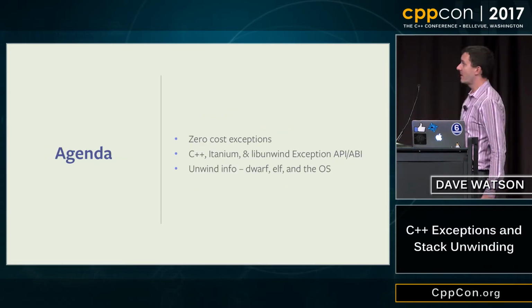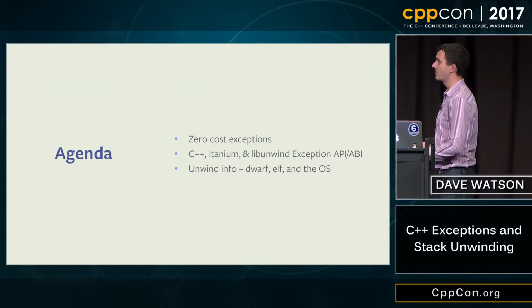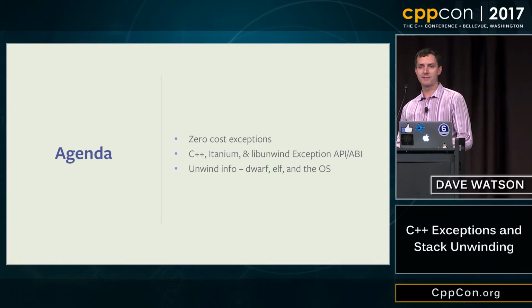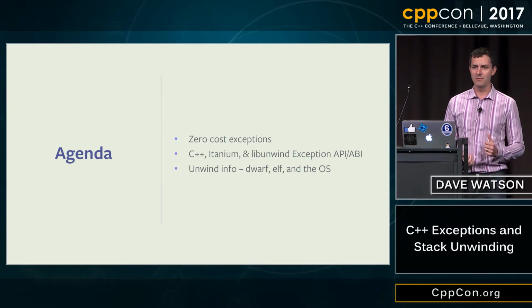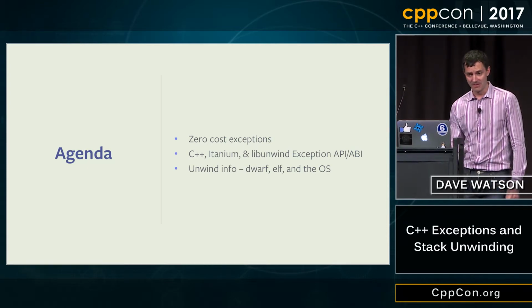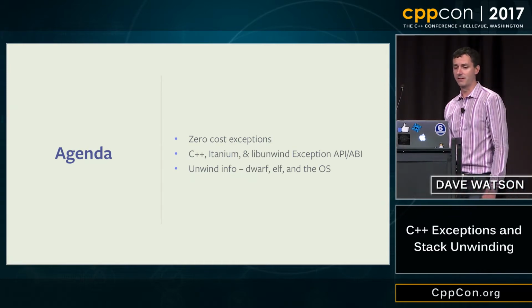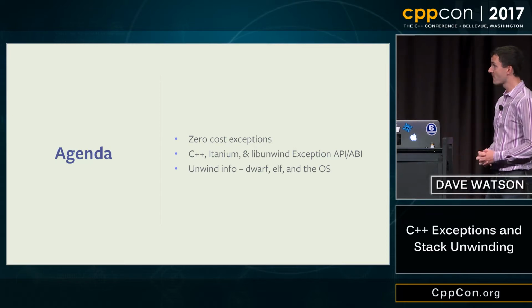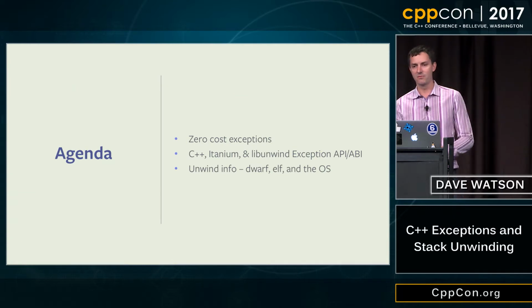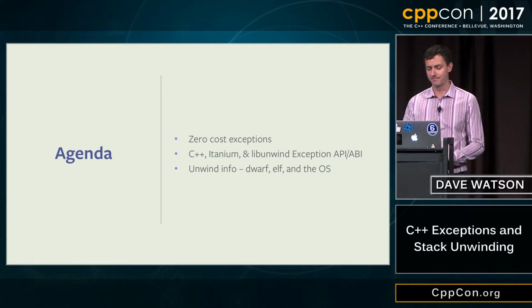Cool. We're going to do a little review of zero-cost exceptions. You're probably pretty familiar with it, but we'll do some review for 5 or 10 minutes and make sure we're all on the same page. We're then going to talk about the various layers of abstraction we have to get through to go from throwing an exception to handling it in a catch statement. This includes the C++ API and ABI, the Itanium ABI, and finally the libunwind API and ABI. Then we're going to dive into some operating system specific things, so DWARF, ELF, and what syscalls actually have to be available to do unwinding of exceptions.